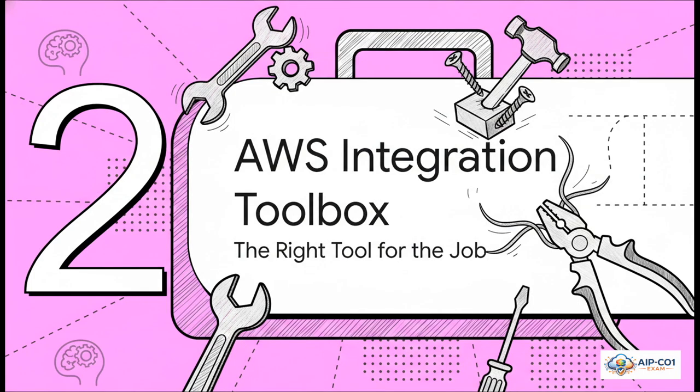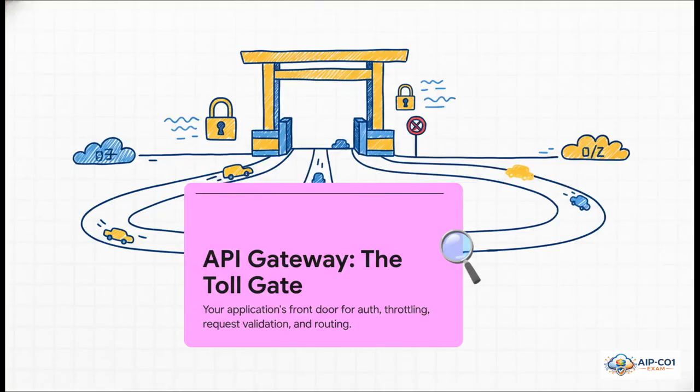Okay, so to actually build these patterns, you need the right tools for the job. Let's open up our AWS integration toolbox and look at the key players. And I've got some simple analogies to help make these stick in your brain. First up, API Gateway. I want you to think of this as the toll gate for your application. It's literally the front door. It's checking IDs, that's authentication. It's managing traffic flow, that's throttling. And it's directing cars to the right parking spot, that's routing the request to the correct back-end service. It's your bouncer and your traffic cop all in one.